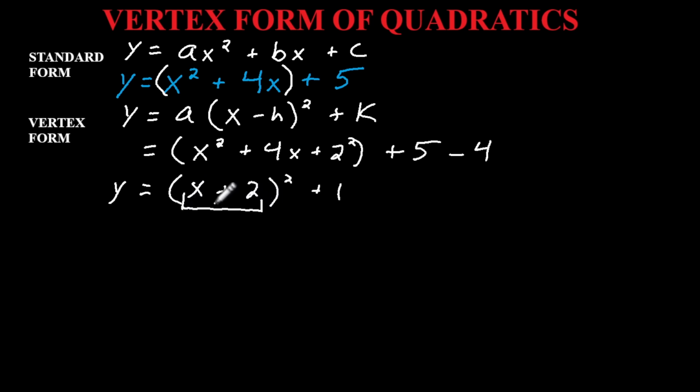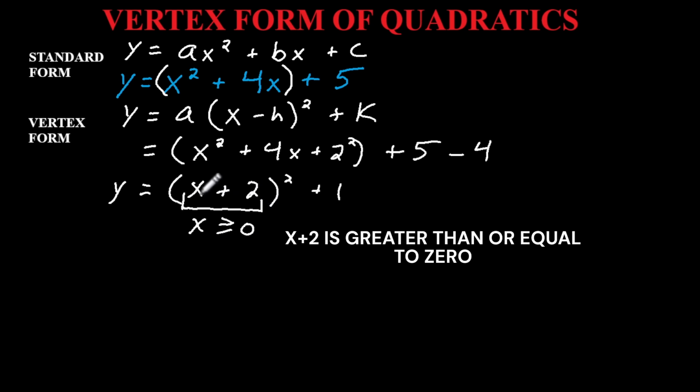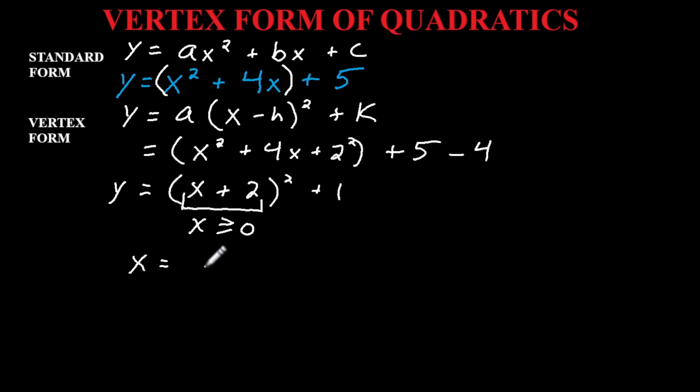Now what we want to talk about is this part that's in here to give us the x coordinate for the minimum value of this function. Well, since I'm squaring it, this part is going to be greater than or equal to 0. So what number would I put in for x that would make this 0? The answer is that x is minus 2. So if I put a minus 2 in there, this part would be 0, and then it would give me y equals 1.